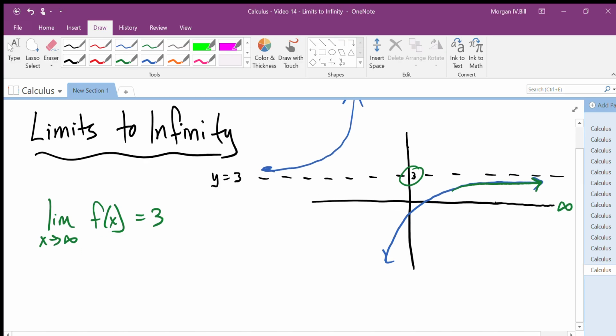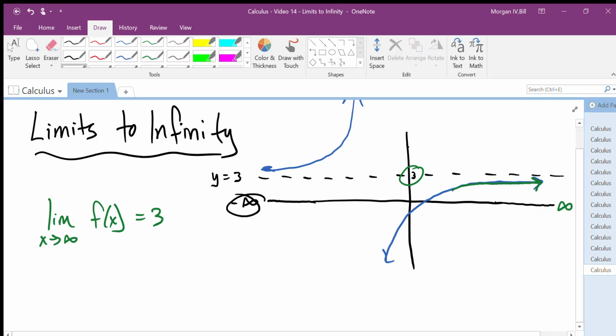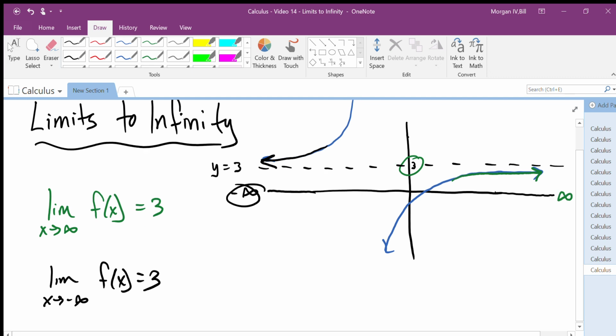And in fact, in this particular case, it works both for infinity and negative infinity. Notice as x goes towards negative infinity on the left-hand side over here, the y value also tends towards 3. So we could say that the limit as x goes to negative infinity of our function is also 3. Good, so let's try some examples.